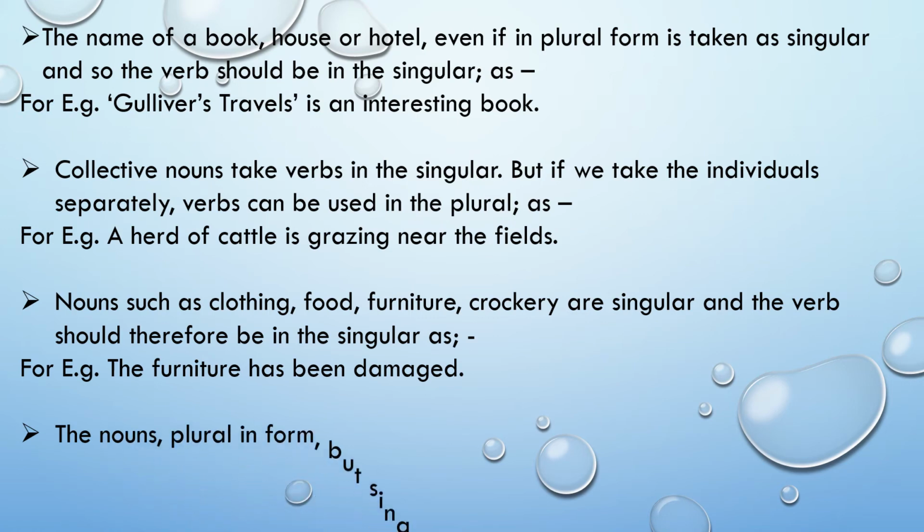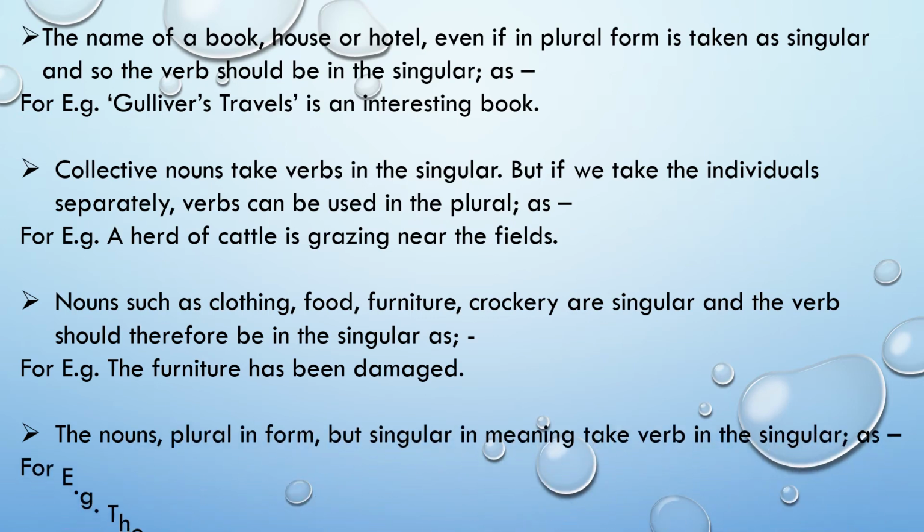Same way the next rule for the collective noun, children. Collective noun takes verb in the singular. But if we take the individual separately, verbs can be used in the plural. So if it is a collective noun, then you can use the singular verb. But if you take it individually, then you can use the verb as a plural. A herd of cattle is grazing near the field. So herd of cattle is a collective noun. So if we remove herd and we write cattle, we can write cattle are grazing near the field. So I hope this part is clear.